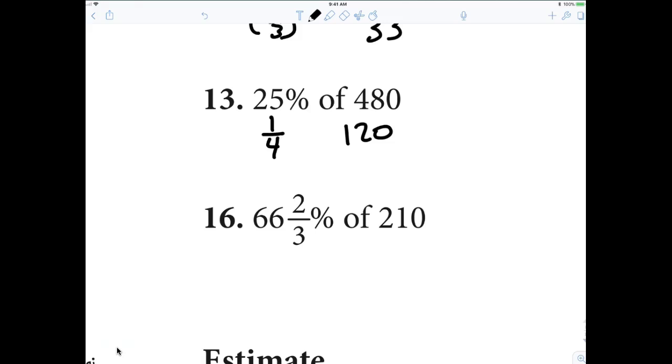All right, I know more. All right, say it again. How did you get 120? I just said it's 480 divided by 4. You said 4 goes into 4 how many times? 4 goes into 8. And 4 goes into 0. Perfect, 120. I believe you.